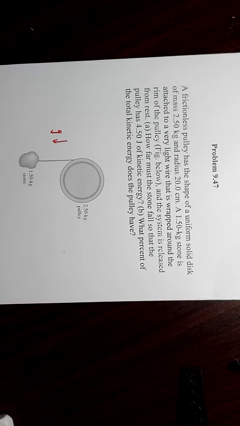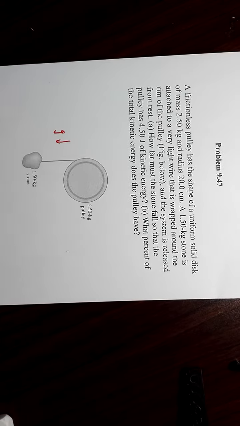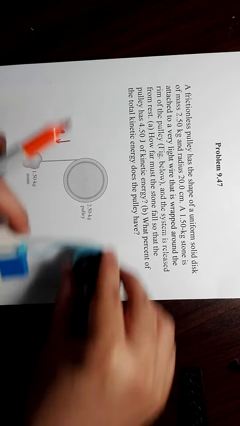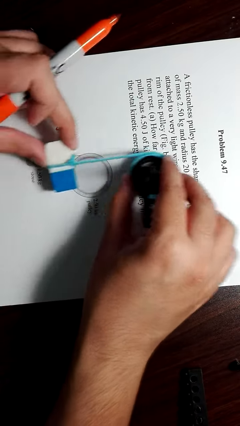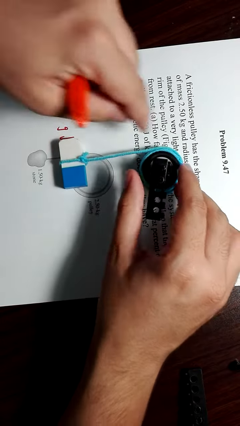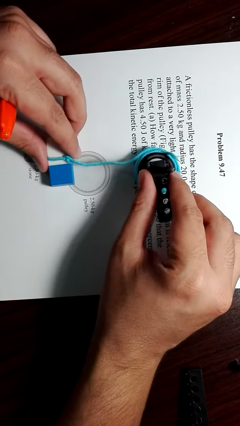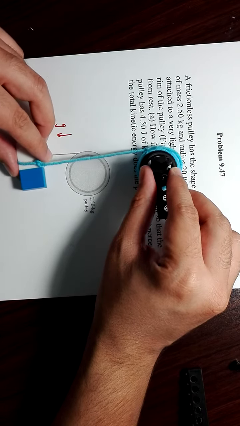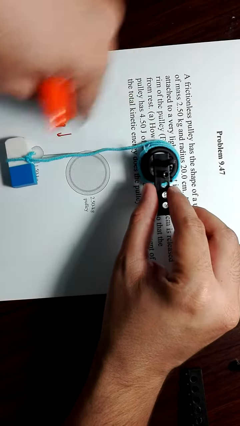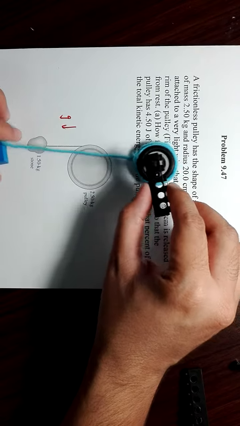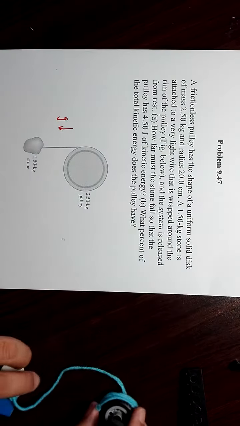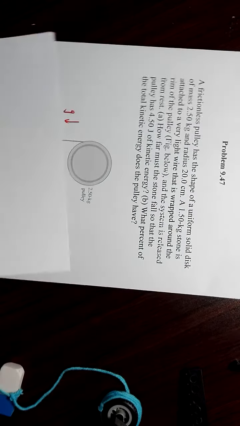Now let's solve the system. It's just a toy model of what's going on, right? So you have a pulley, and then the mass is attached, and gravity points down. As the mass falls, the pulley rotates, the string starts unwrapping, and the kinetic energy of the pulley increases. So let's write down what is given in the question.